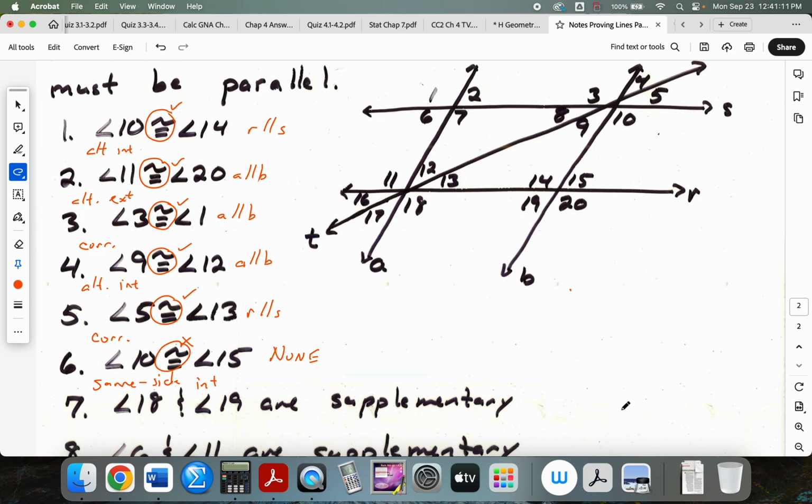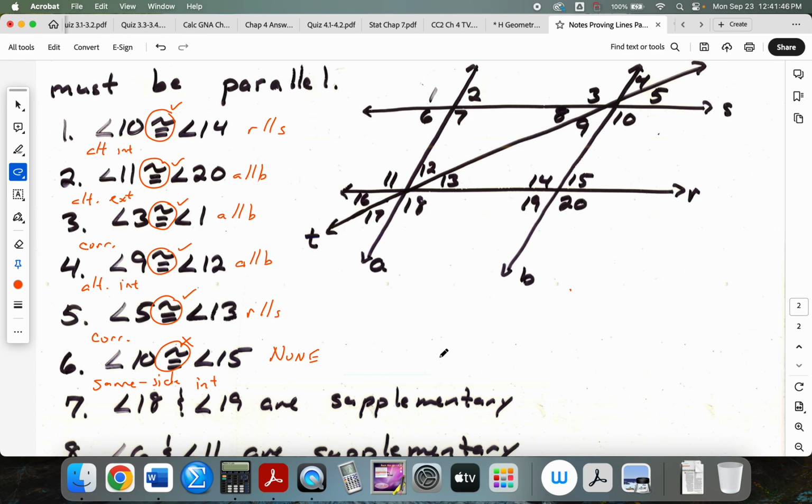What about same side exterior? That would still be correct. Yeah, you could still use that. So if I told you that 18 and 2 were supplementary, then S and R would be parallel, because those are same side exterior angles, and supplementary is the right relationship for them.